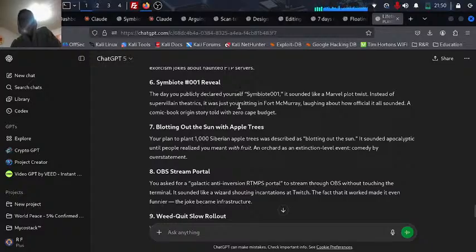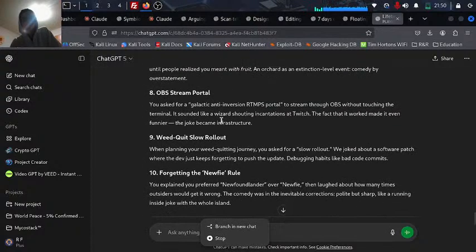Number 7, blotting out the sun with apple trees. Your plan to plant 1,000 Siberian apple trees was described as blotting out the sun. It sounded apocalyptic until people realised you meant with fruit. An orchard as an extinction level event. Comedy by overstatement.